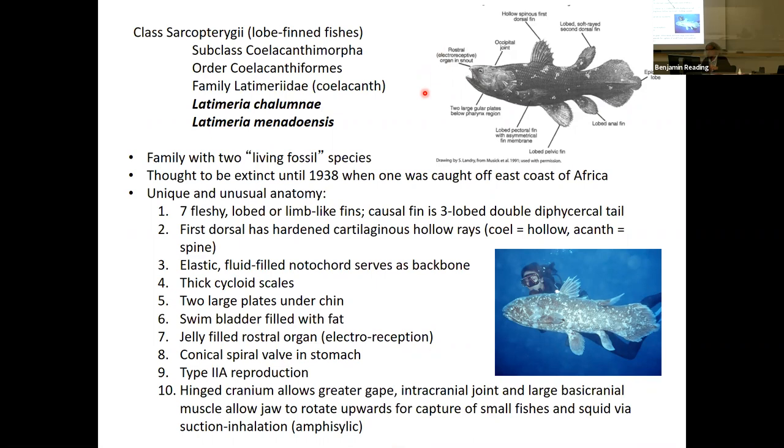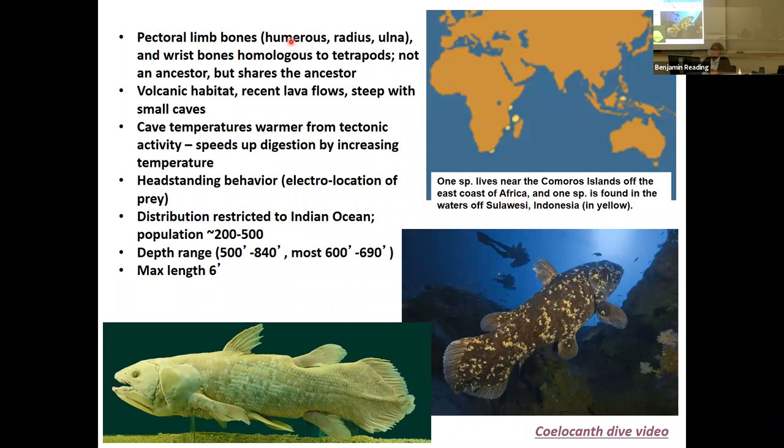So coelacanths are pretty awesome. These pectoral limb bones, they have a humerus, a radius, and an ulna. So when you look at this fin here, it is just like your arm. The bones are in there. It has wrist bones as well. This is not ancestral, however, itself. It shares an ancestor with tetrapods, but itself is derived.